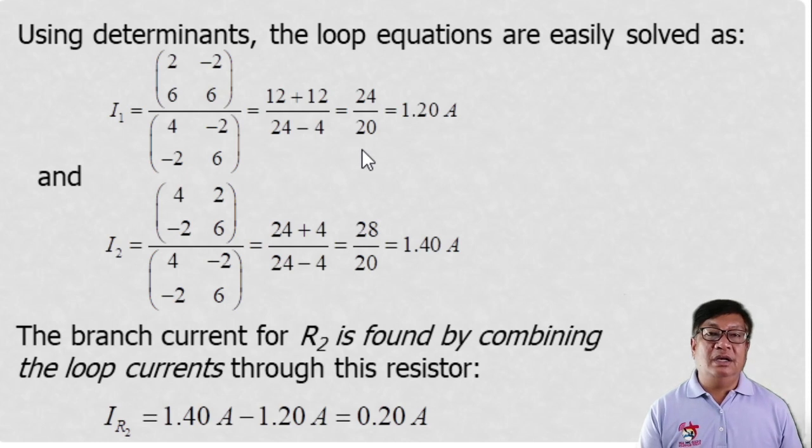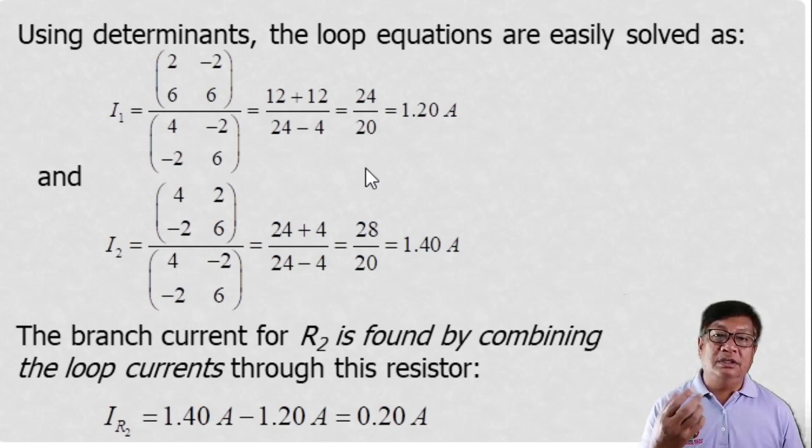So more or less, our loop current I sub 1, take note, this is a loop current, is equal to 1.2 amperes. Similar solution here, apply your determinants. Write back the first column because you are going to solve for I sub 2. Then write back the first column, you have 4 and minus 2.